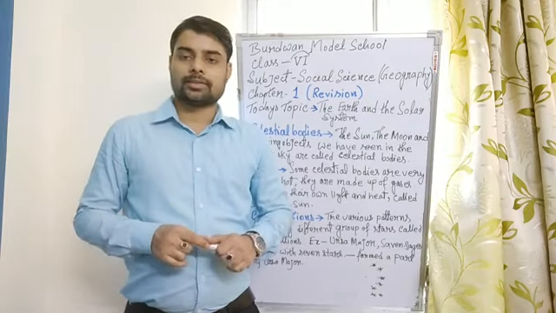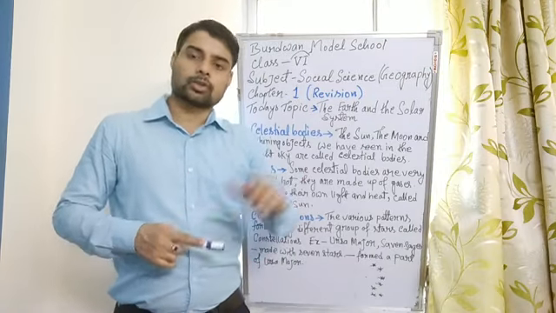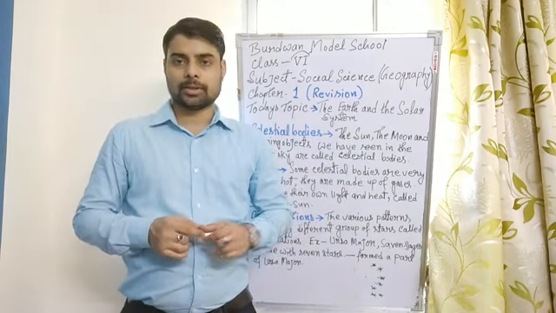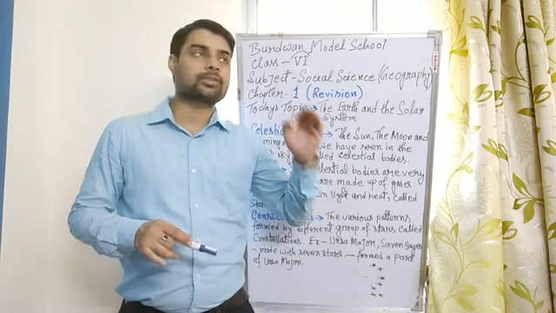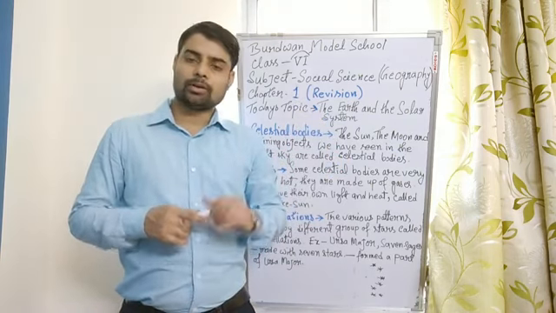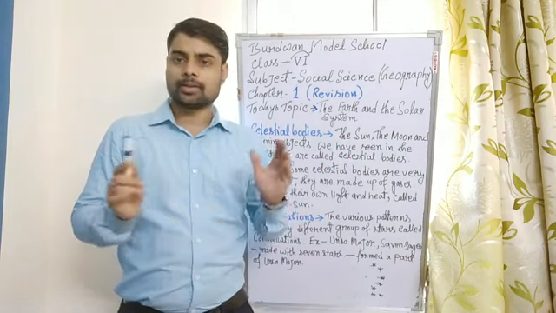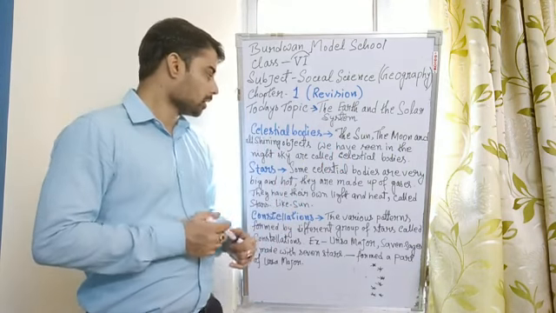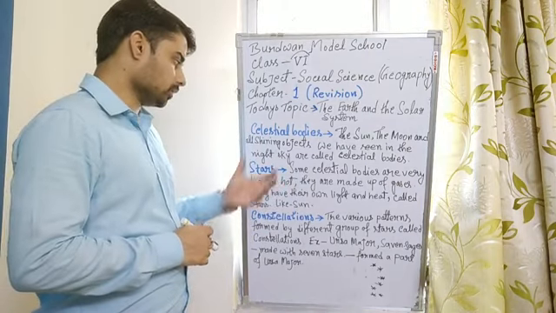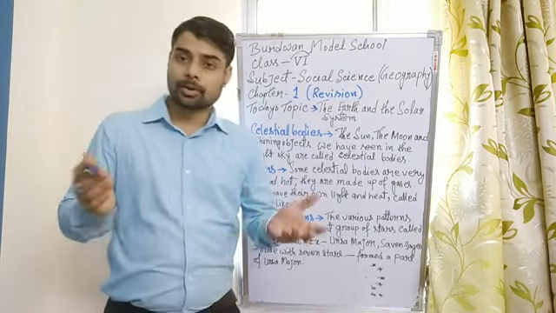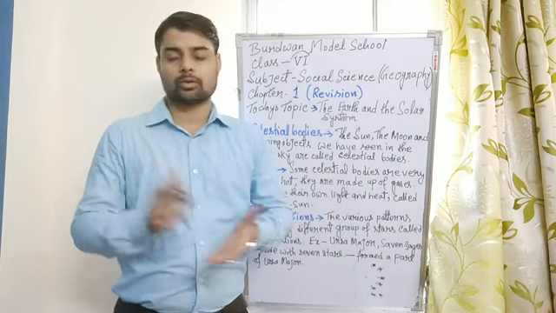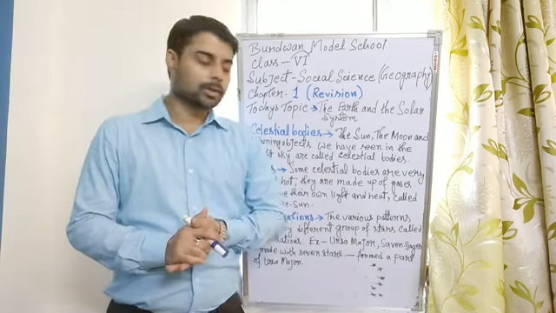Now, what are celestial bodies? The sun, the moon, all the shining objects in the night sky that you have seen, all these objects are called celestial bodies. But some objects that do not shine in the night sky are also celestial bodies.